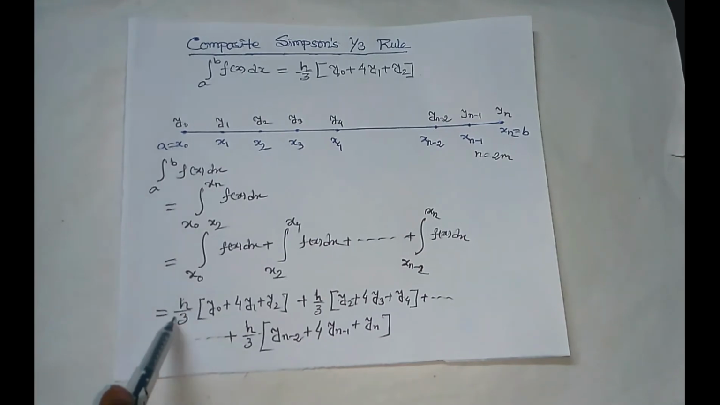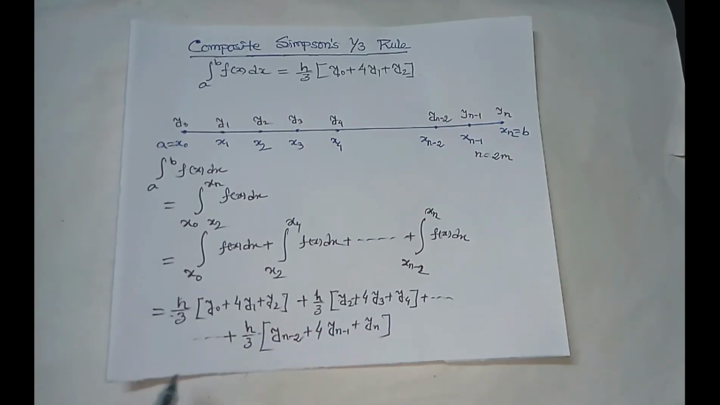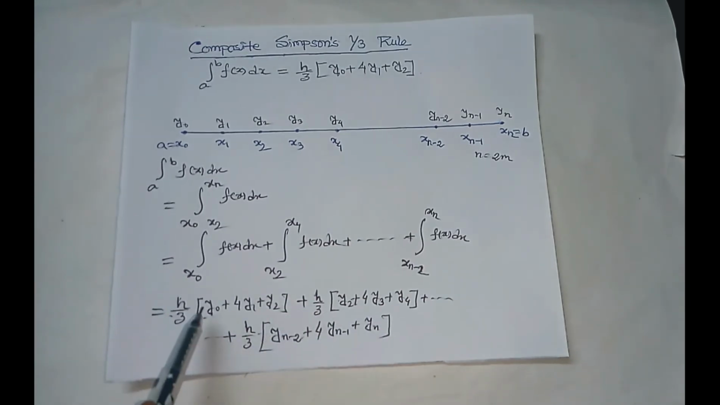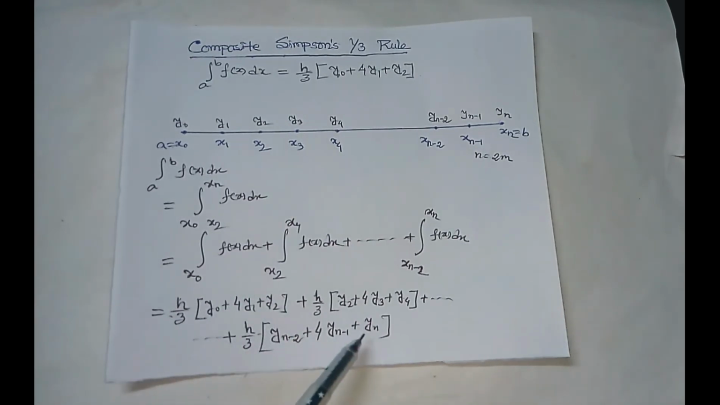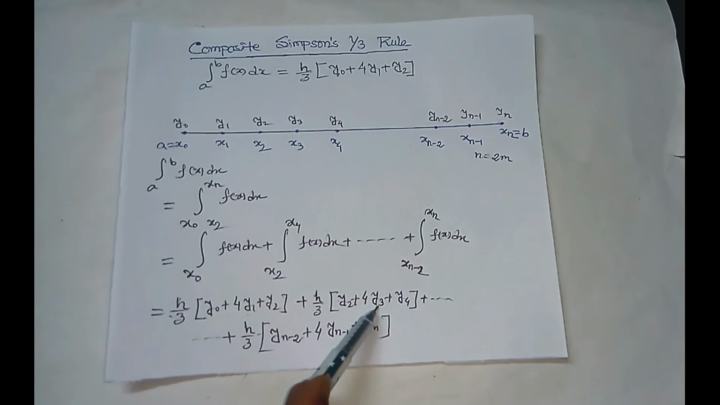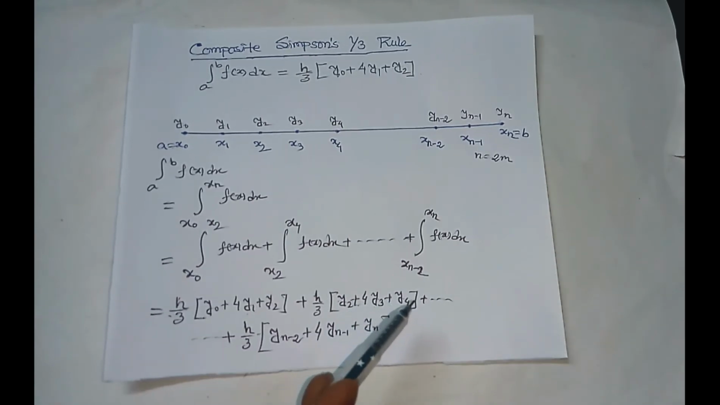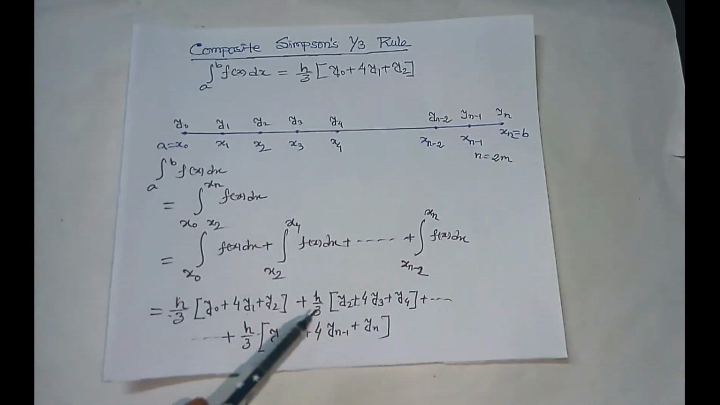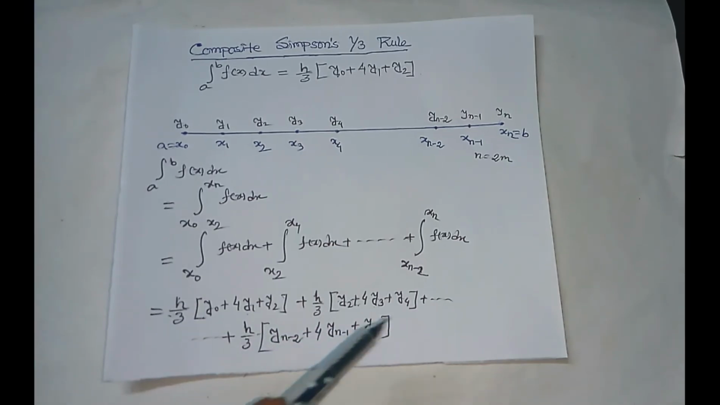Now we can take h by 3 common from all these terms, and if we take h by 3 common here, we shall find that y0 and yn, the first entry and the last entry, appear only once each, but all the remaining entries appear either 4 times or 2 times. As for example, y1 appears with 4, that is 4y1. y3 is multiplied by 4. Continuing in this way, we shall find that all the odd entries are multiplied by 4.